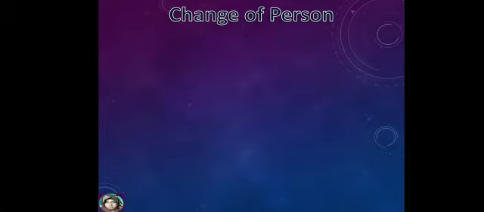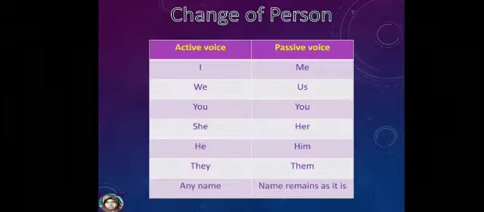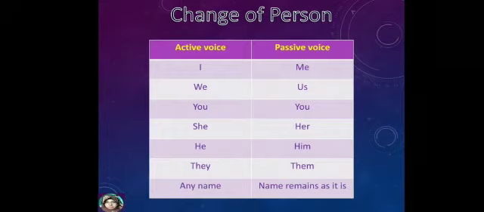Our next point is subjective and objective form. Look at the chart. When I word in the active voice, it will be turned into me in the passive voice. We will be us, you unchangeable, she will be her, he will be him, they, them, and name remains name, that means not changeable.